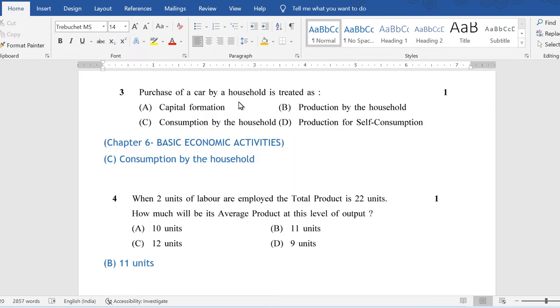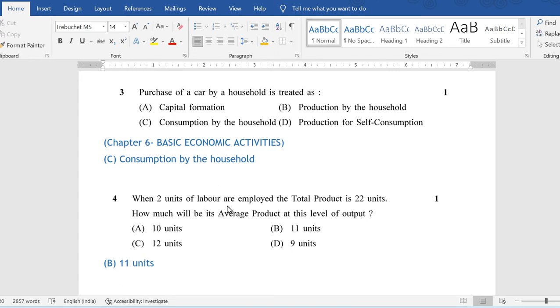The next question, purchase of a car by a household is treated as a capital formation, production by the household, consumption by the household, and production for self-consumption. This is from chapter 6, basic economic activities. This is a very simple question. When a household purchases a car, it is for the consumption by the household.